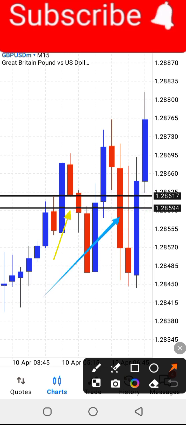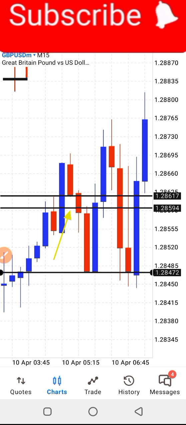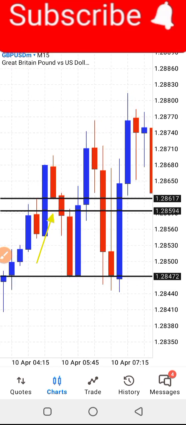Proper SL placement. What are the three candles? The three candles that formed your fair value gap. First candle, second candle, third candle. So the tip of this third candle is where I'll place my SL. Very, very mechanical system I'm teaching you here. So I'll place my SL at the tip of this third candle, and I'll wait for price to come back.